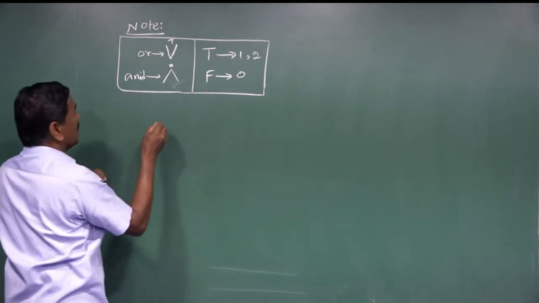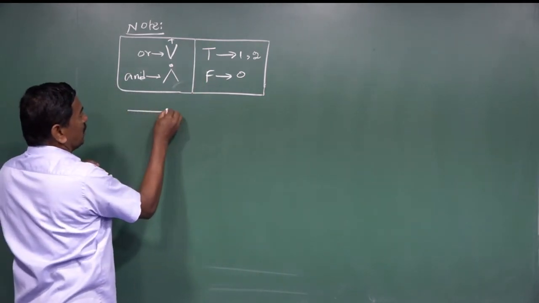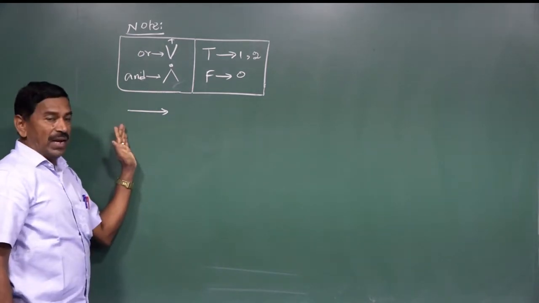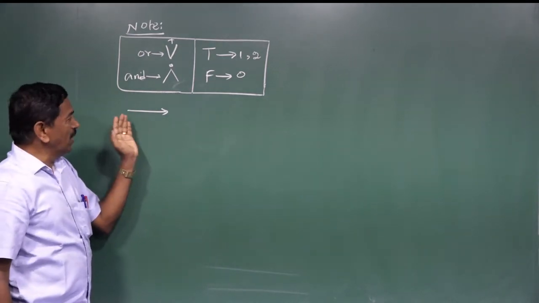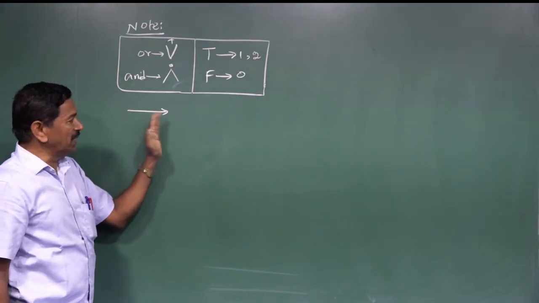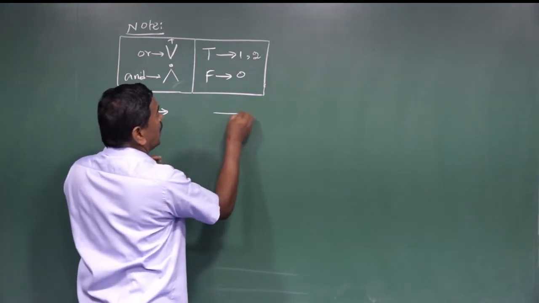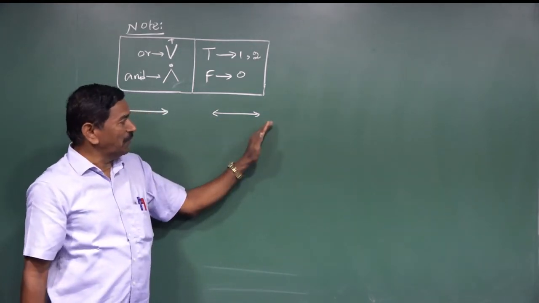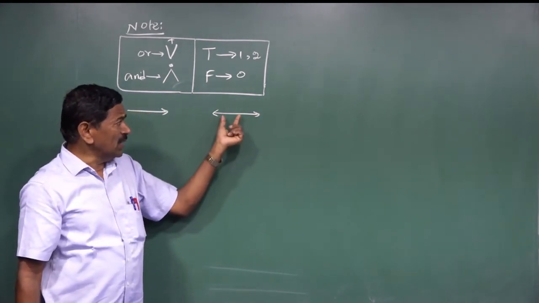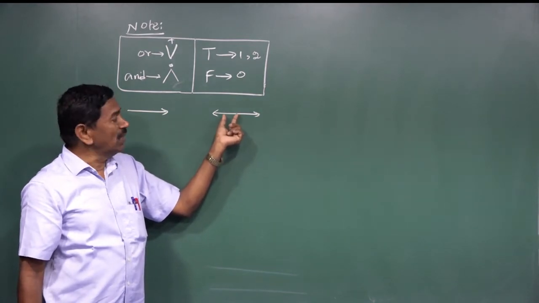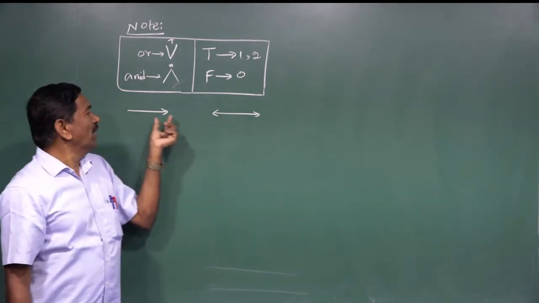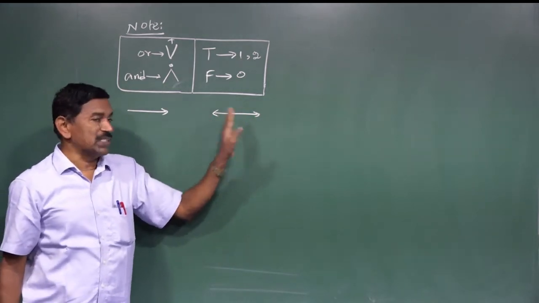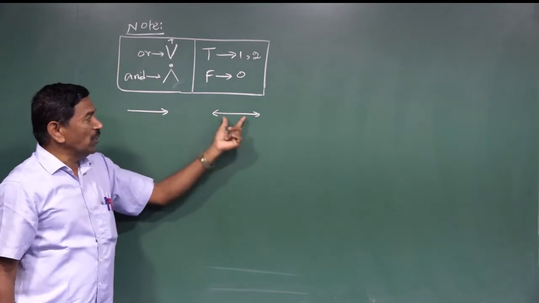Next, listen, we have if-then. For example, if you study well, you will pass. It is if-then, a conditional statement. Next, we have if and only if. This symbol is known as a biconditional statement. It is a one-sided arrow for the conditional statement, and a double-sided arrow for the biconditional statement.